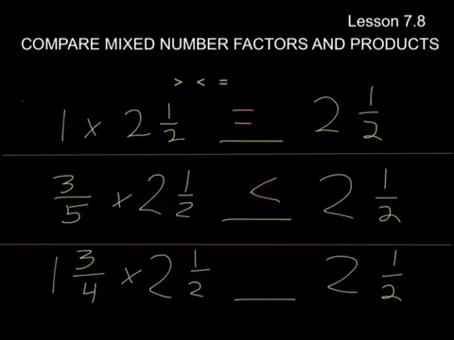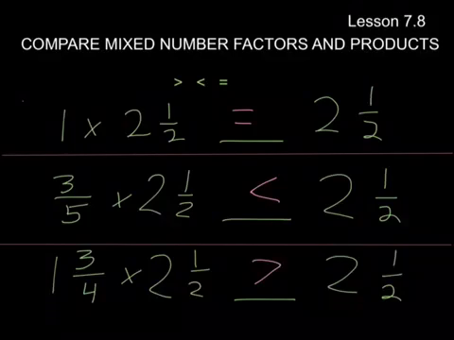For our final problem, we're going to multiply 2.5 by 1 3/4. 1 3/4 is almost double. And if you almost double a value like 2.5, the product is going to be greater than 2.5.